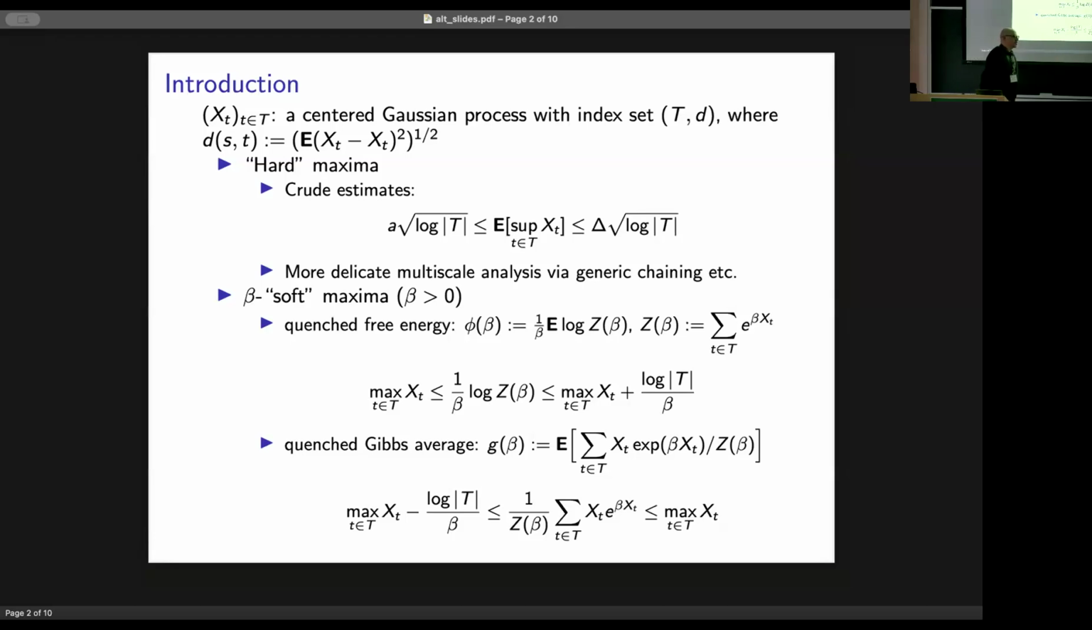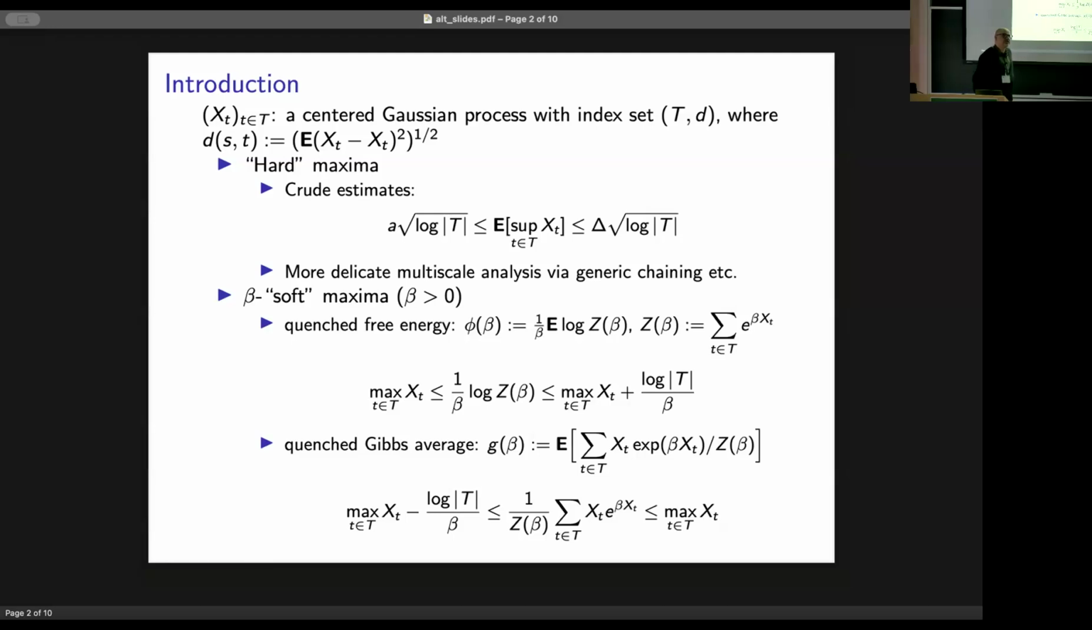So the idea here is that you associate with each t a random probability, right? Because X_t is random. So the probability is proportional to e to the beta X_t. And then you compute the average value of X_t, and then you take the expectation over the randomness of the Gaussian process. And this, by the way, explains the term quenched.